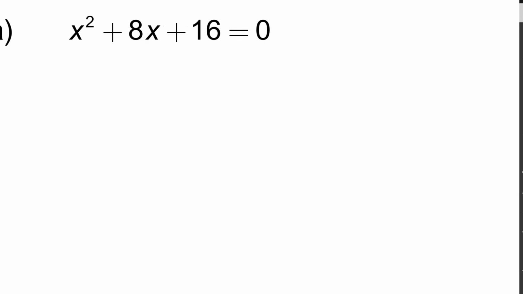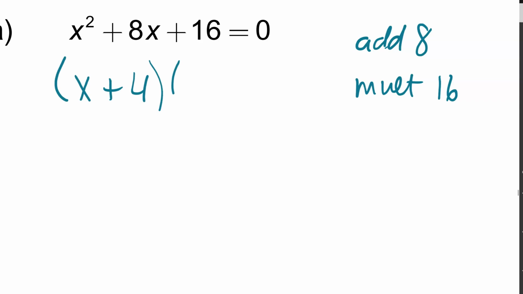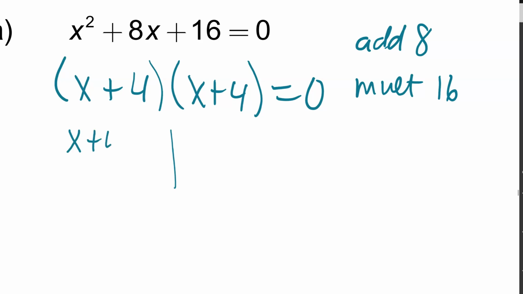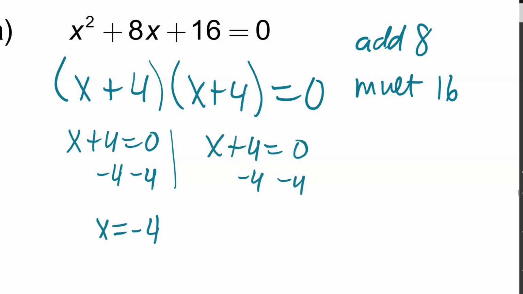So I'm wanting to know what's going to add to 8 and multiply to 16. 4 and 4. 4 and 4 adds to 8, multiplies to 16. So I know it's 4 and 4, so I write (x + 4)(x + 4) = 0. I set each of these equal to 0. I get x = -4. Oh my gosh, guess what? The other side, I get the same thing.